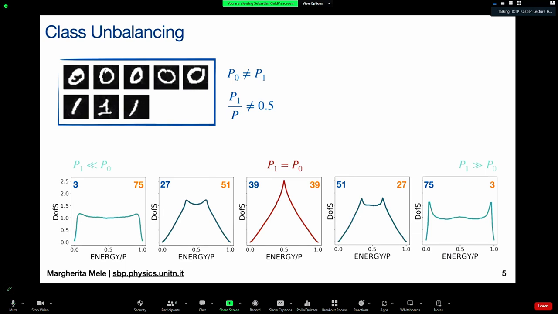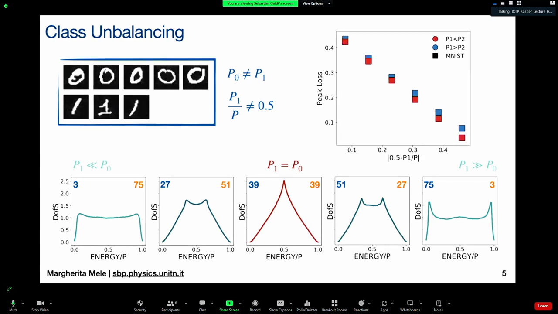The further from the middle, the bigger the unbalancing, and the curves with the same color share the same amount of unbalancing, but the leading class is different. And as you can see there, they are not completely identical, so they depend on the specific data points that you are using, okay? But there are some general properties that are conserved. First of all, the distribution becomes wider and wider as we increase the unbalancing. And more interestingly, the location in energy of the maximum, of the peak, correlates very well with the unbalancing.